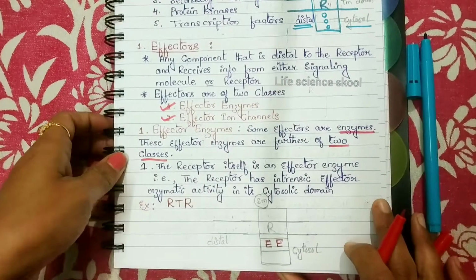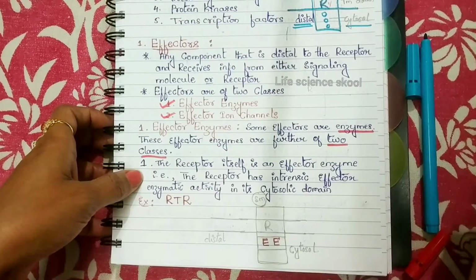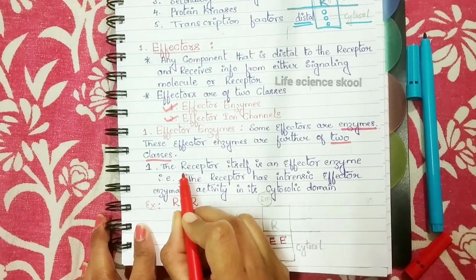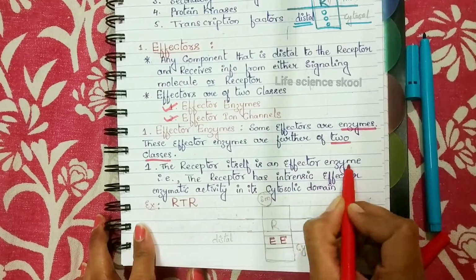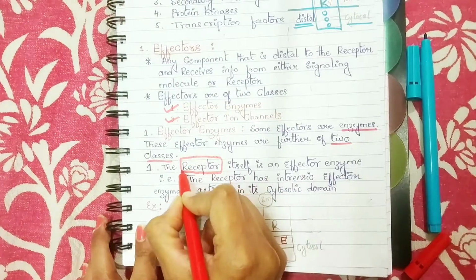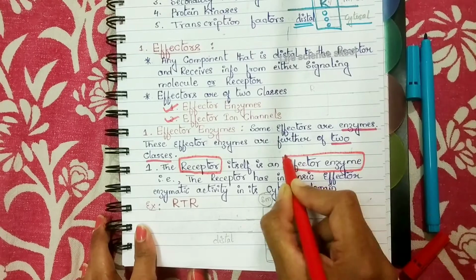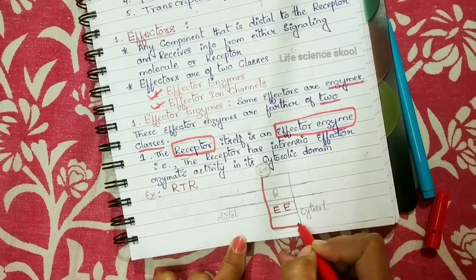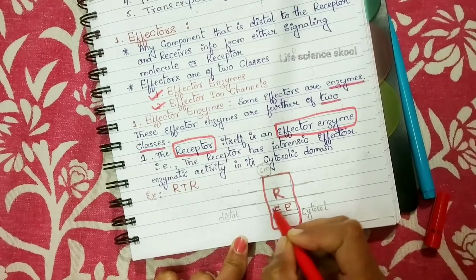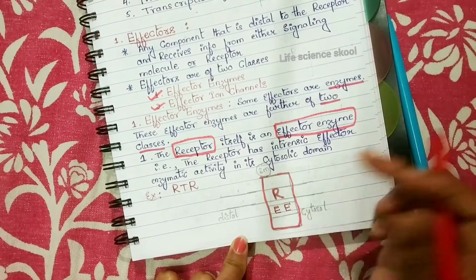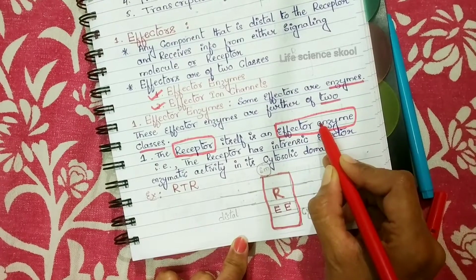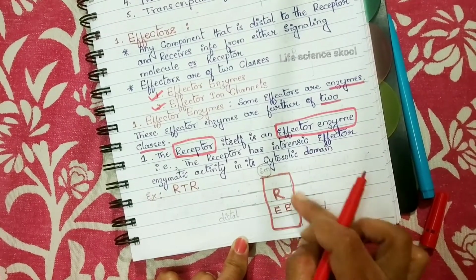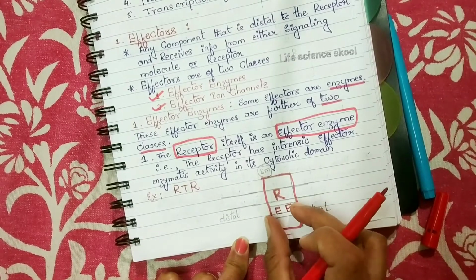We will learn one by one now. The first one, concentrate here, this is very important to understand. In the first one, the receptor itself is an effector enzyme. Look at the diagram here: this is the receptor, right? This receptor itself is an effector enzyme. This is a signaling mediator, which means the receptor itself is going to act as a signaling mediator.